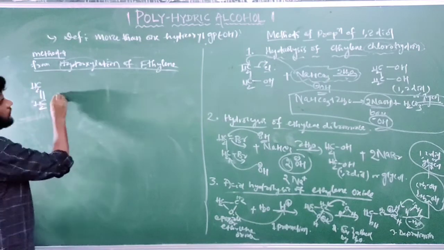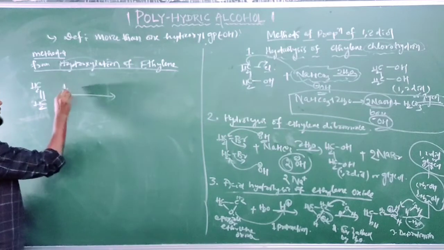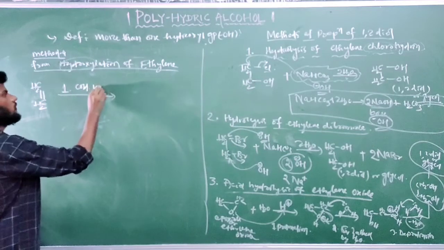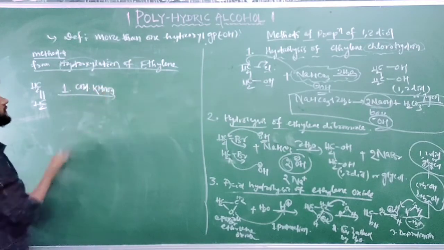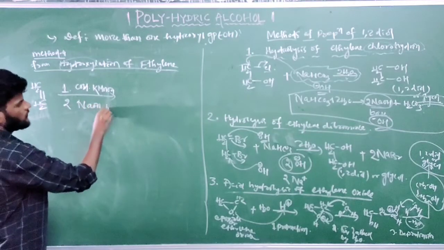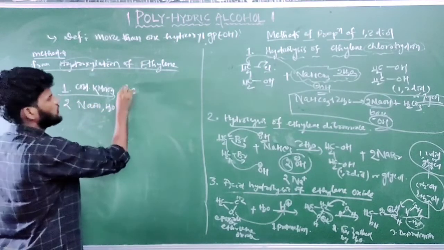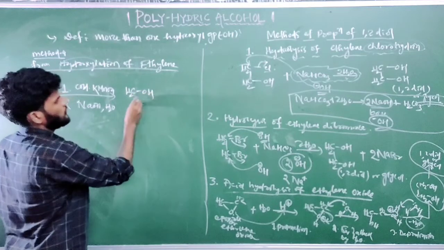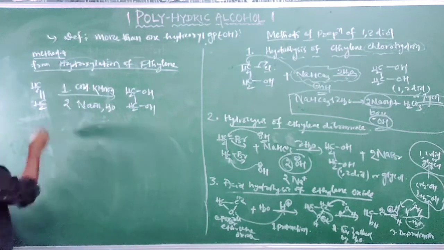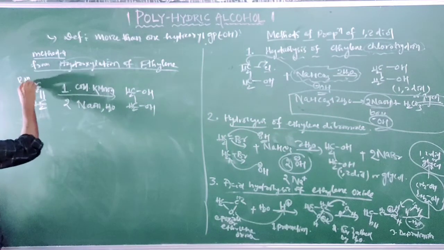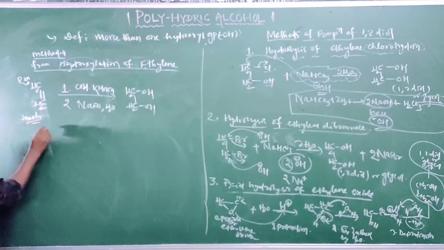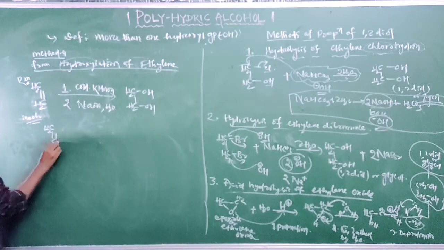To this, if in the first step we use cold KMnO4, and in the second step if we use sodium hydroxide and water, we will get what? 1,2-diol or glycol or ethylene glycol. So this is the reaction. So what is the mechanism? Here see the mechanism, write the mechanism with me.